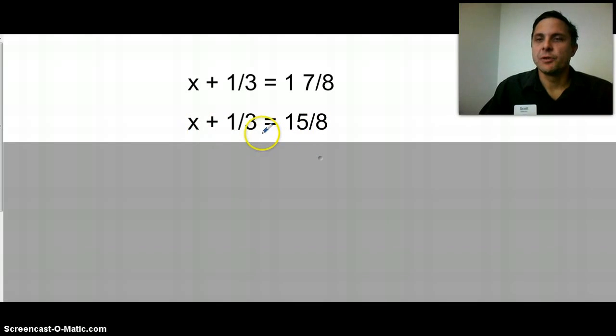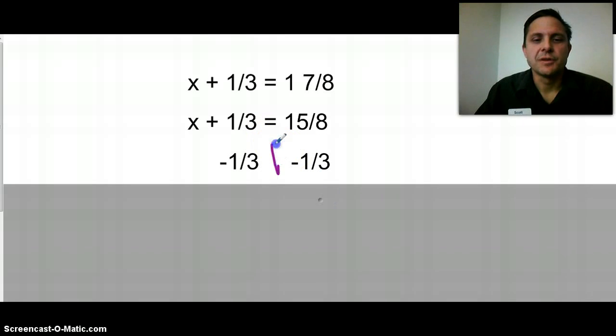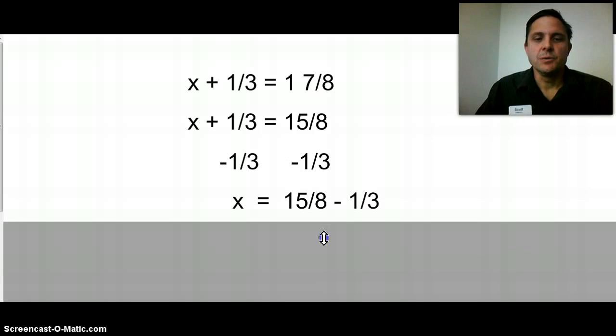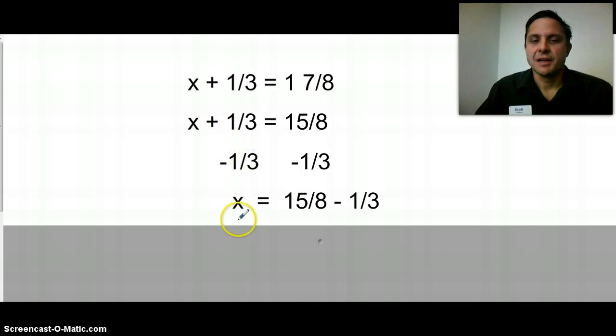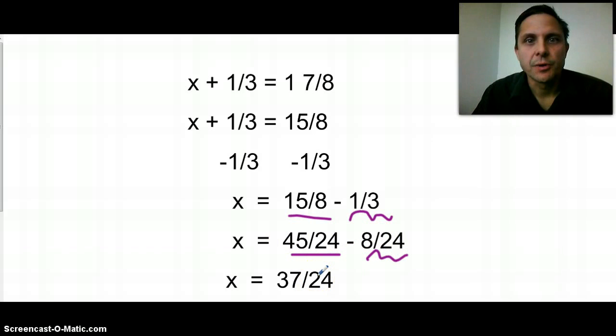And I see that I have a positive 1/3. Well, what gets rid of positive 1/3? Negative 1/3. And I have to do it to both sides of the equation again so that it stays the same. And when I do that, on the left side, I just get x. On the right side, I get 15/8 minus 1/3. And again, find a common denominator, and then you're going to find that the value here is 37/24. 3 and 3, 8 and 8, and make equivalent fractions. These are equivalent. This is equivalent. And once you have equal pieces, 45 minus 8 is 37/24.